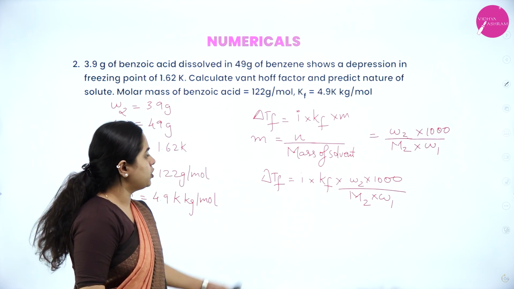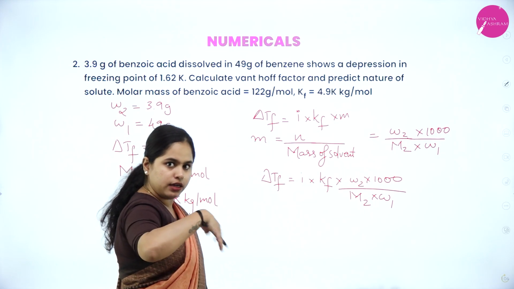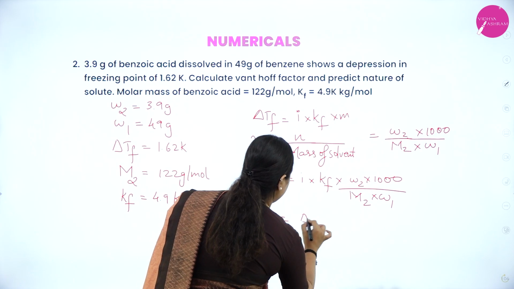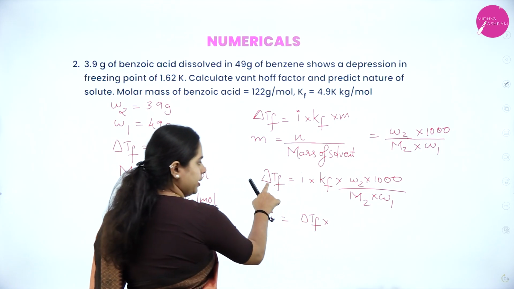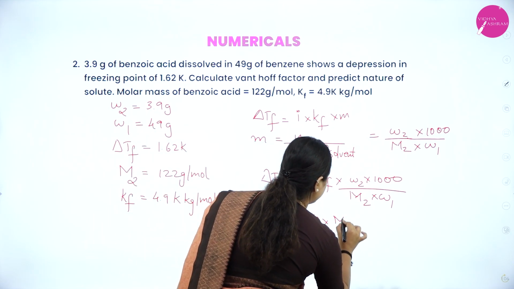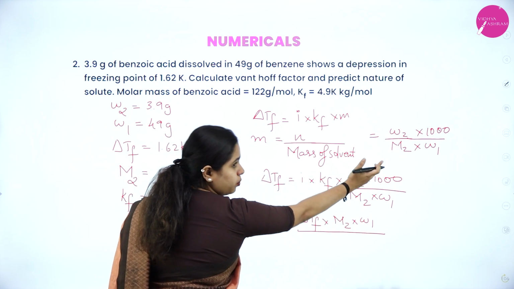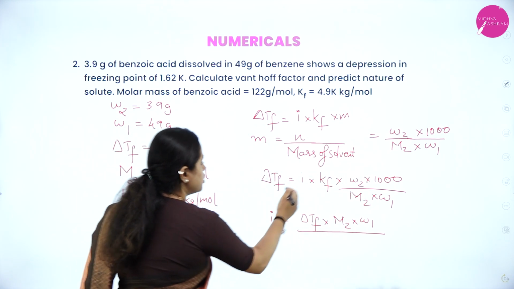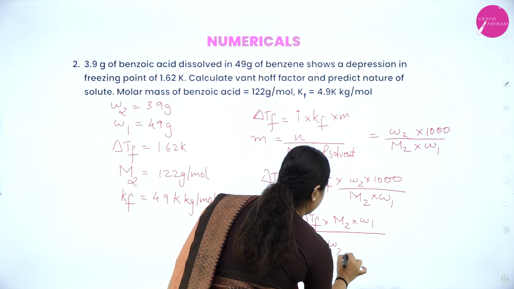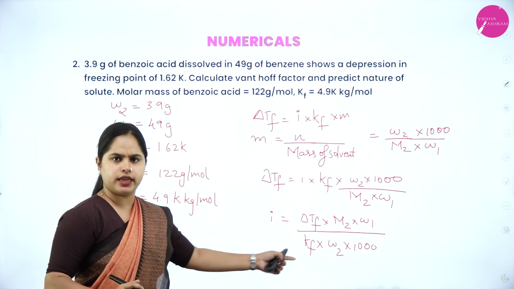Okay, so now what do we have to calculate? We have to calculate i, the Van't Hoff factor. So I can rearrange the equation. So i will be equal to delta Tf into M2 into W1, divided by, whatever was in the numerator will come to this side, so Kf into W2 into 1000. That's it, I just rearranged the equation.